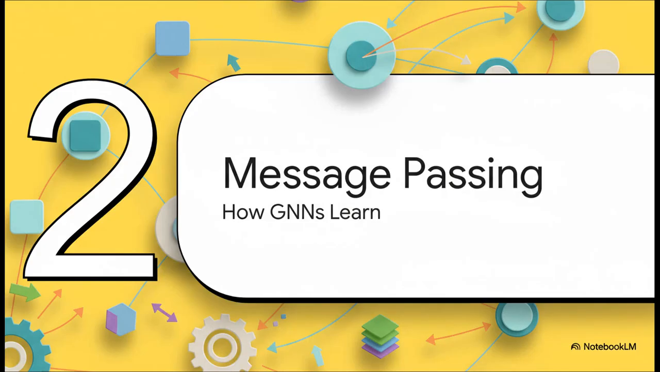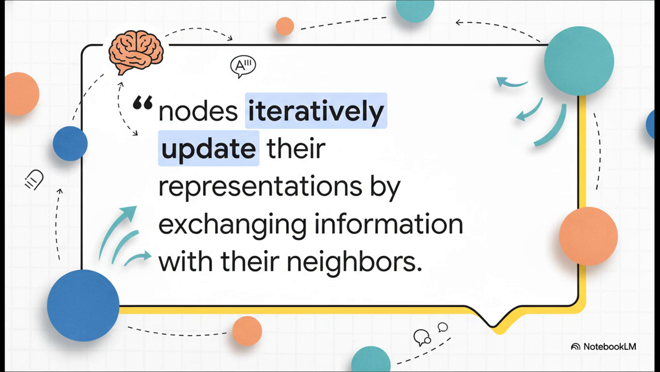Okay, so a GNN gets nodes and edges, big deal, right? But how does it actually learn from that structure? Well, that brings us to its secret weapon, something called message passing. This quote from the source material absolutely nails it. GNNs work because the nodes actually talk to each other. They keep updating what they know about themselves by passing information back and forth with their immediate neighbors in the network.